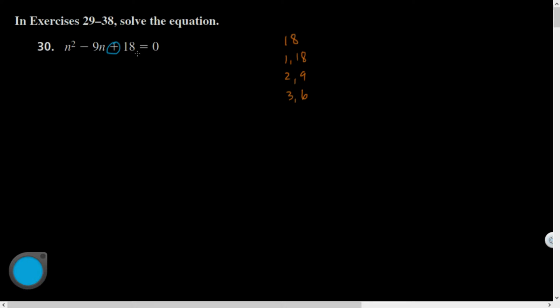Let's see. So I'm going to find the factors of 18 that add to be 9. So 1 and 18 adds to 19. 2 and 9 adds to 11. And 3 and 6 adds to 9. And I'm going to break this into two factors, right? I'm unfoiling here, which are still equal to 0. So I'll have an n with a 3, n with a 9.